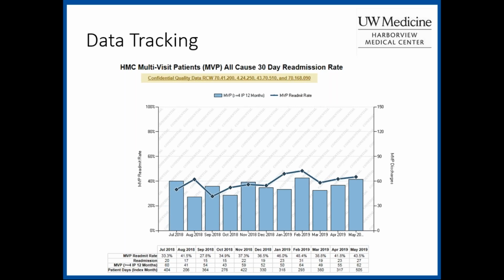So essentially what we do is for the month, we count up how many people were discharged that were also an MVP. So you can see the month of May, we had 62 patients that were in the hospital in May that were on that MVP list. And then how many of them readmitted for any reason in 30 days? You can see about half almost. And then we do a count of their patient days.